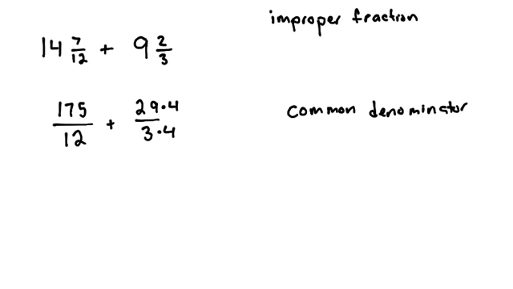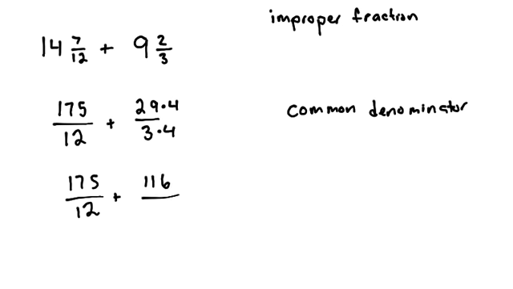So that makes 175 over 12 plus 29 times 4 is 116 over 3 times 4 is 12. So now we have common denominators. Once we have a common denominator, we can add the fractions by adding the numerators. So we add the top, 175 plus 116 is 291, over the denominator, which stays the same, 12.